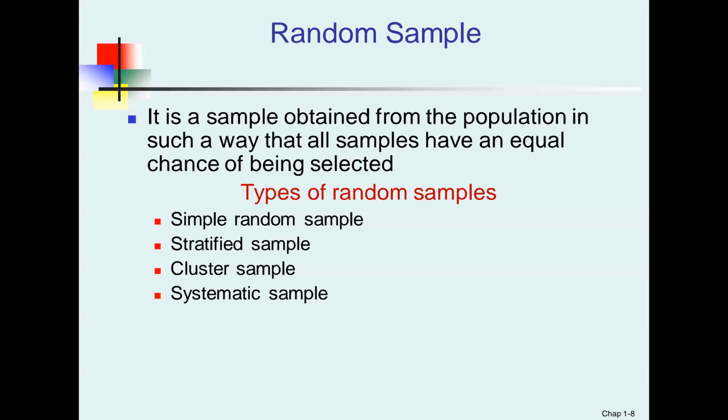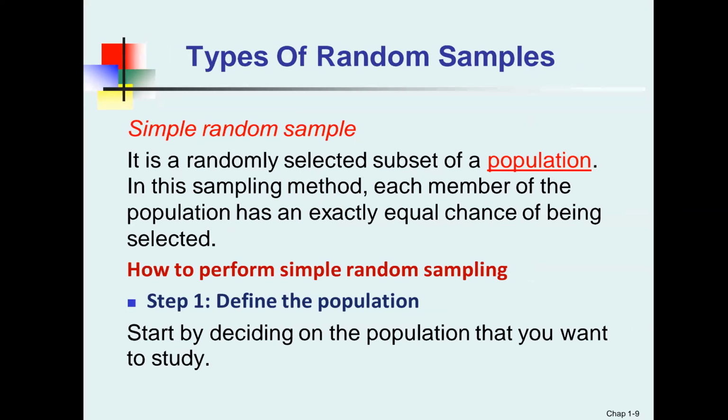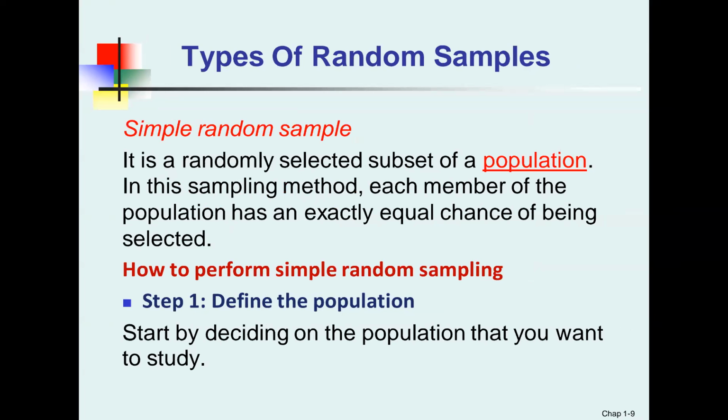All right. So I was just saying that there are different types of random samples. We have got the simple random sample, the stratified random sample, the cluster sample and the systematic sample. So these are the different types of samples that we have. The first one is the simple.